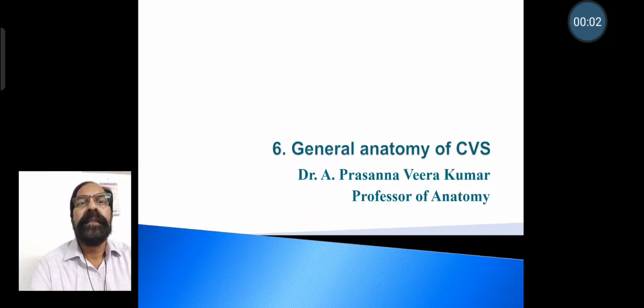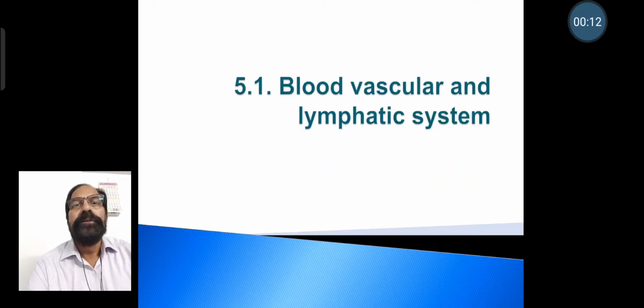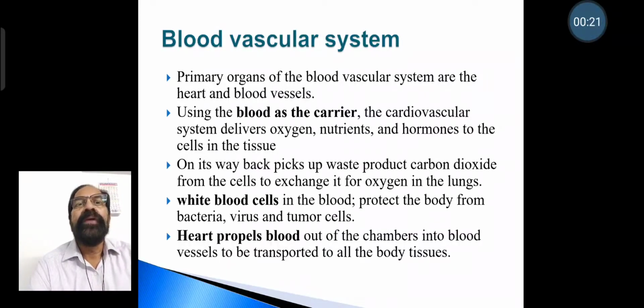In this class, we learn about general anatomy of cardiovascular system. So the competency is blood vascular and lymphatic system. Blood vascular system. The primary organ of blood vascular system are heart and blood vessels.